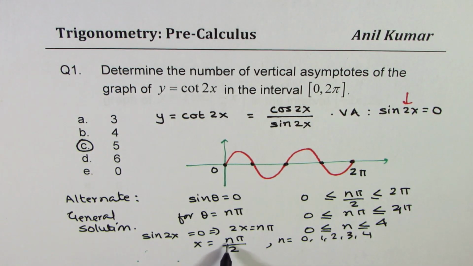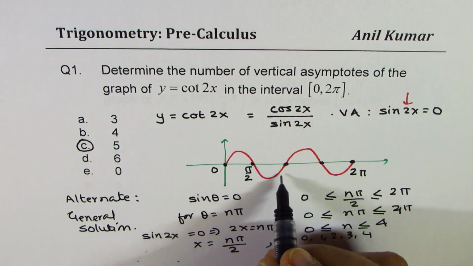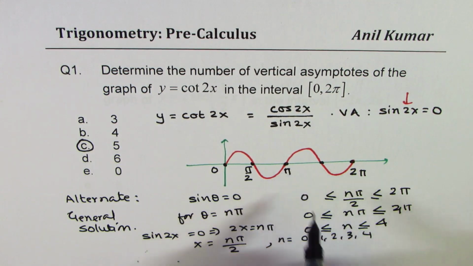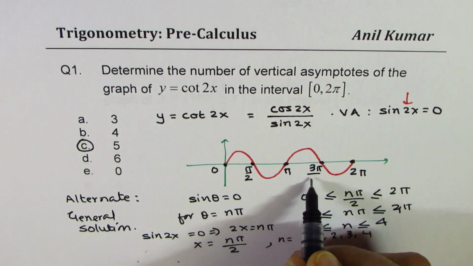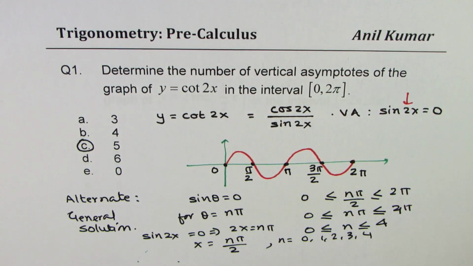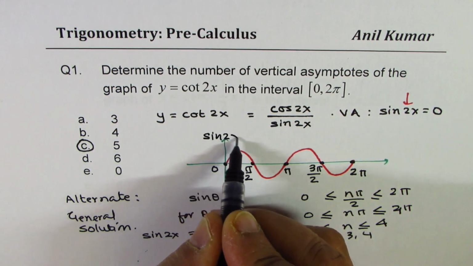If n is 0, we get 0. If it is 1, we get pi by 2, correct? If it is 2, we get pi. If it is 3, we get 3 pi by 2. Otherwise, we get 2 pi. So we get all our solutions for the given function, right? So this is sine 2x.